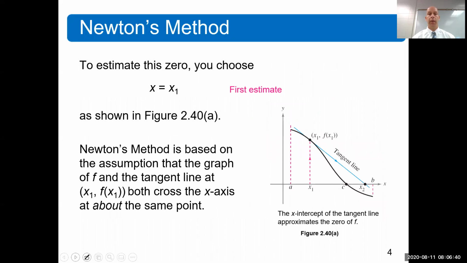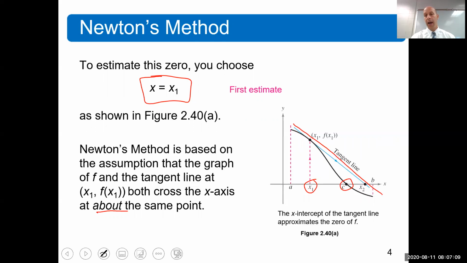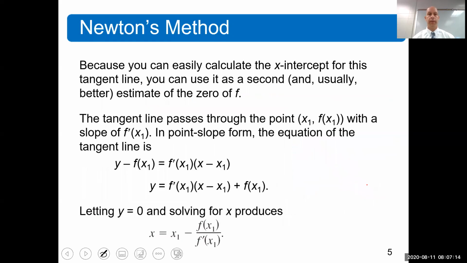So to estimate the 0, we're just going to pick an x value, and we'll call it x1. That's our first estimate, so we just guess that's our 0 now. The actual 0 is here at c, but we're just going to pick some value of x that's close. Newton's method is based on the assumption that the graph of f and the tangent line both cross the x-axis at about the same point. So you can see here that when I pick x1 and I draw my tangent line, it hits right there on the x-axis, which isn't c, but it's pretty close.